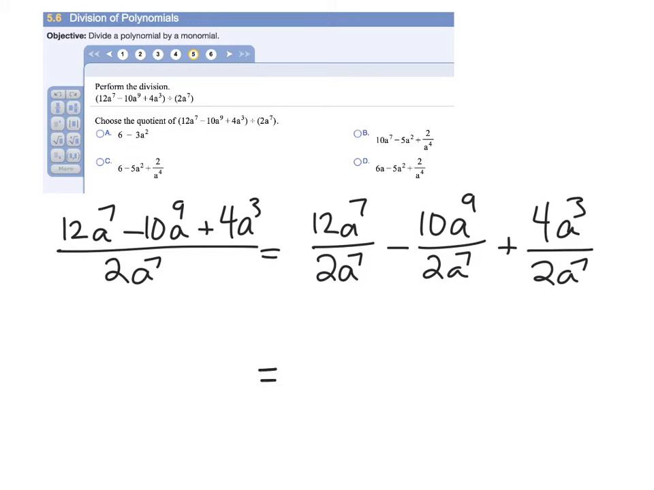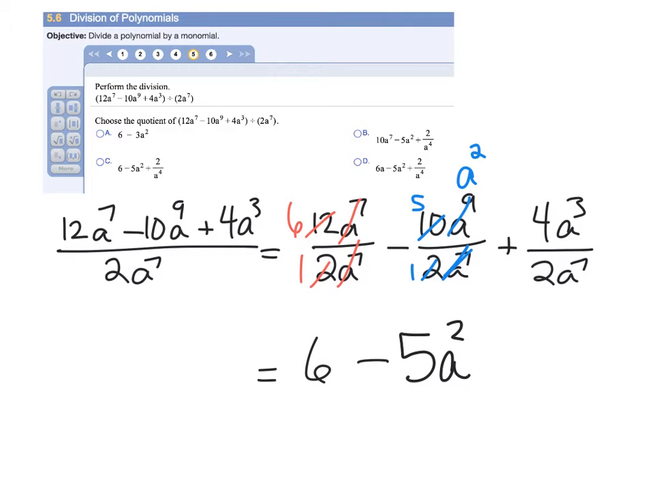So we took it and we separated it into 3 separate fractions. And now what do we end up with? Well, the 12 over 2 reduces to 6 over 1. The a to the 7th cancels with the a to the 7th, so we end up with 6 minus, now over here, the 10 and the 2, they cancel and become 5 over 1. And then these 7 a's down here cancel with 7 of the 9, so you're left with a to the 2nd power. So that leaves us with 5a to the 2nd power.